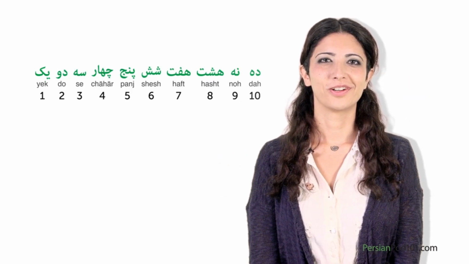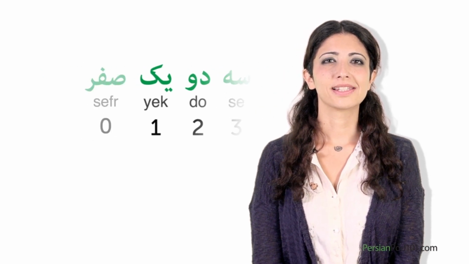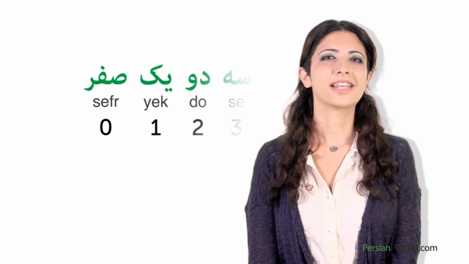Great job. What is before yek? Do you know? It's sefr. Sefr. You don't have any more excuses. You can give your friends your cell phone number in Persian.